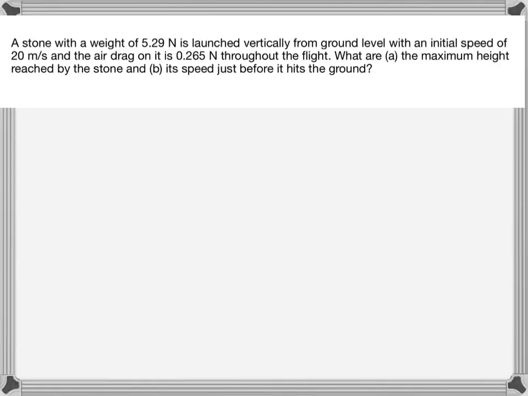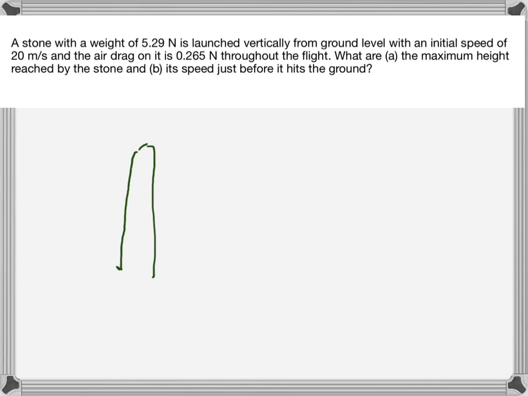So here it says that a stone of weight 5.29 N is launched vertically from ground level with an initial speed of 20 meters per second. So it's launched there, it goes up and it reaches a maximum height, then it comes down. And what else is given is there is an air drag which is 0.265 Newton throughout the flight.